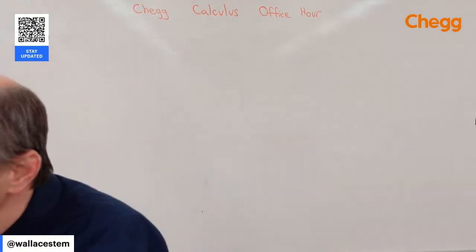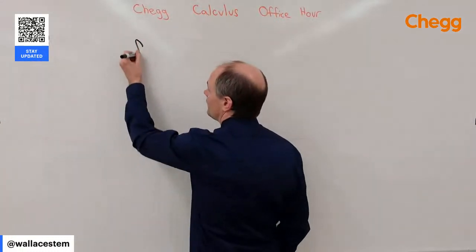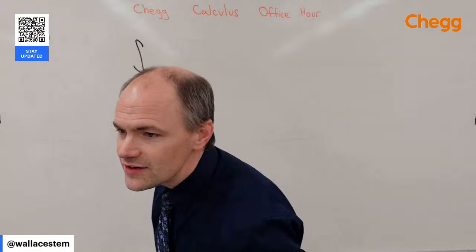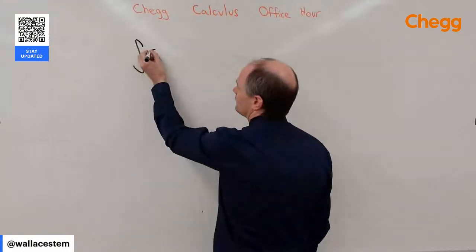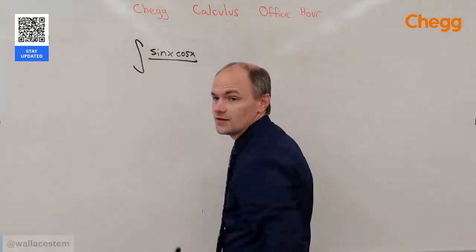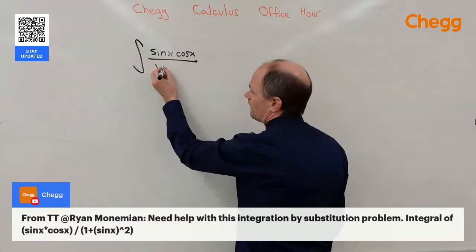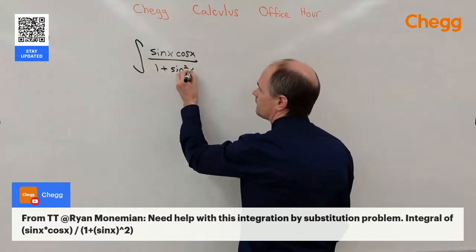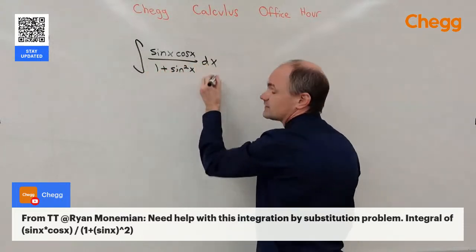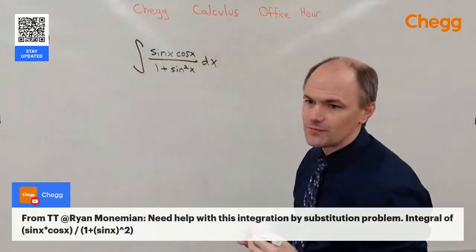Oh, I see a challenging integral substitution problem coming in. Let's see if we can solve that one. It's the integral of sine times cosine over 1 plus sine squared dx. I hope you're not giving me one of those ugly ones just to watch me struggle. But we can actually solve this, right? Integral, not derivative, right? Yeah, it's a substitution problem.